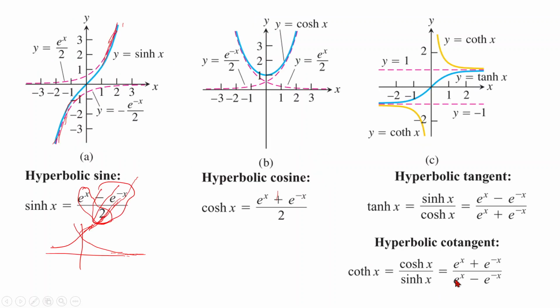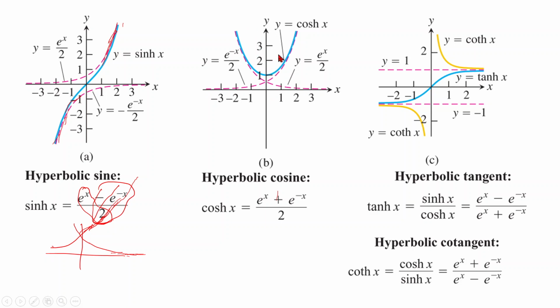Sech x is 1 by cosh x. Cosh x is this. When this is 1, sech x also should be equal to 1. When this becomes infinity, that becomes 0. This is always positive. That is always positive. This is symmetric with the y-axis. That also should be symmetric with respect to the y-axis.